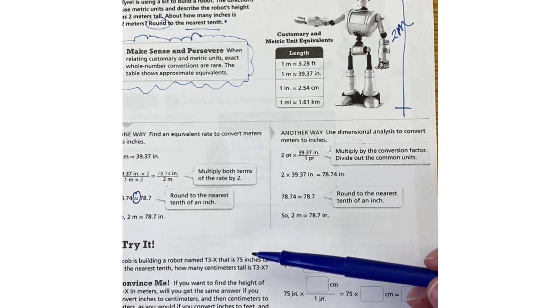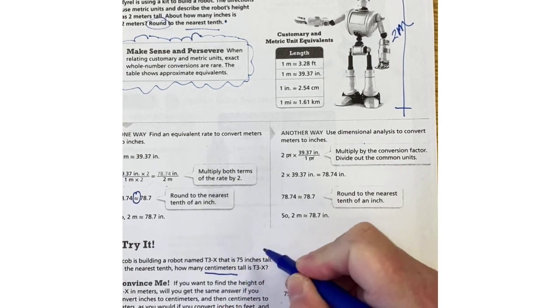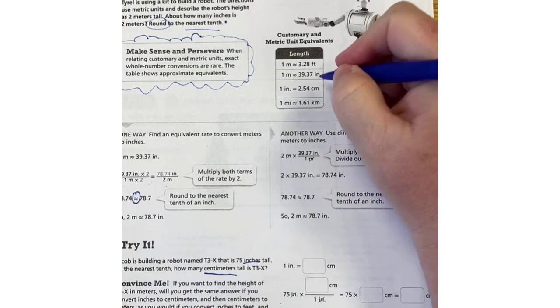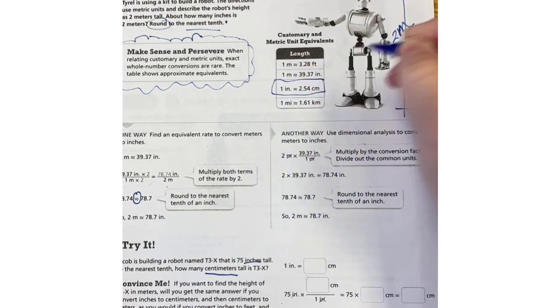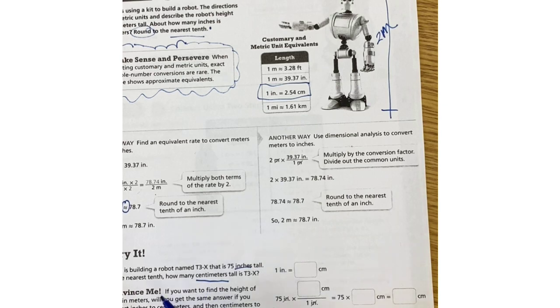Named T3X, that is 75 inches. And to the nearest tenth, we want to know how many centimeters. So we're going from inches to centimeters, which is right here in this lovely conversion chart. I'm going to have you fill this part in, and I will come back with the answer. But I also, on the Edpuzzle, I want you to convince me.